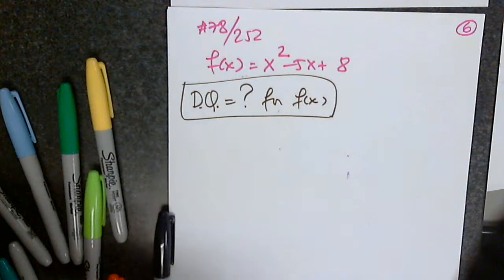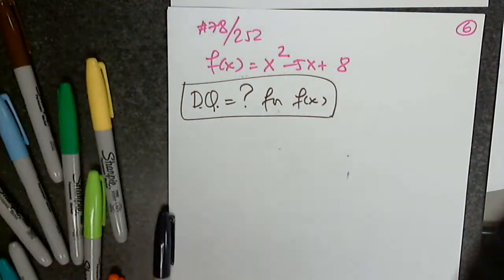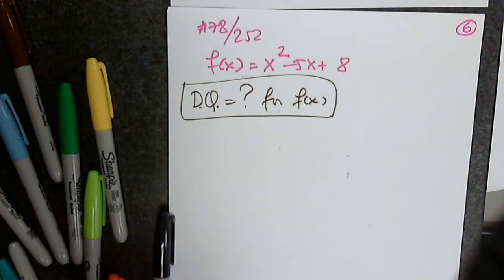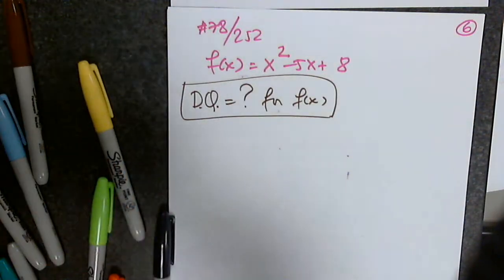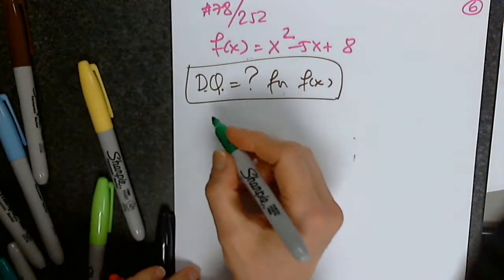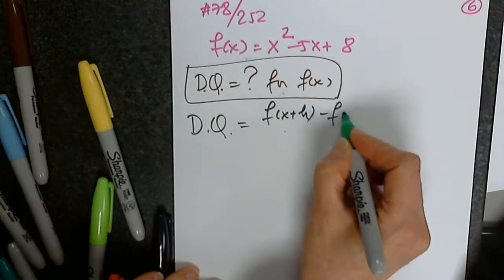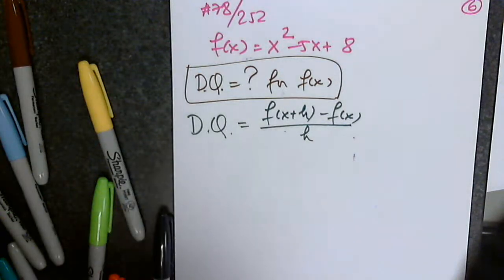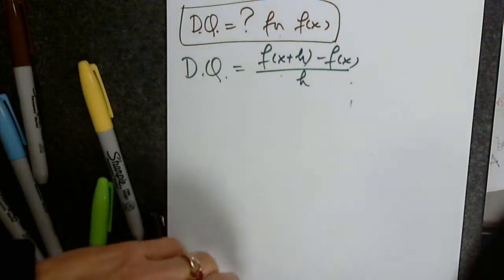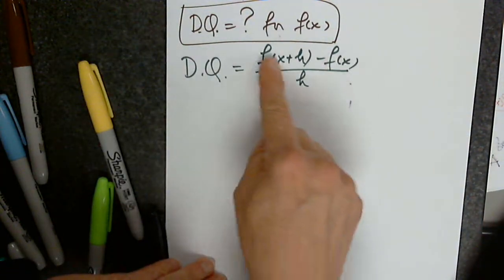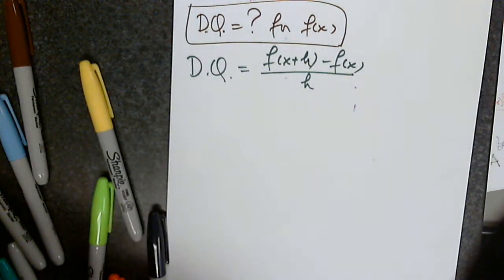This is the requirement. I am given a function, x squared minus 5x plus 8, and I'm specifically told to find the difference quotient and simplify it. It will be given to me as the formula. I don't have to memorize it. So I'm going to write the difference quotient is f of x plus h minus f of x divided by h. I know it, but it will be given to me. Perfect. So I'm asked to create this, determine it, and then simplify it fully.